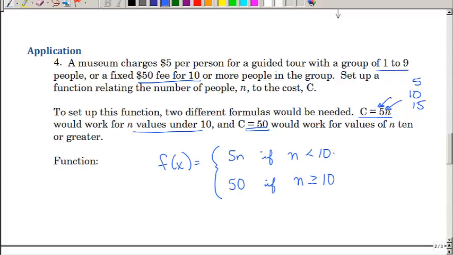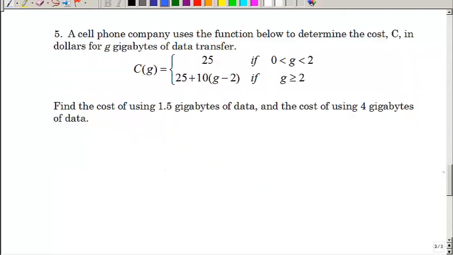Do you happen to have a piecewise function in your life? Probably on your cell phone, maybe even your data plan. Most data plans are now limited. You pay for up to so many gigabytes, but past that you pay a lot more. So here is a piecewise defined function that says the dollars for the gigabytes of data transferred. It says it costs you $25 if you use between 0 and 2 gigabytes, meaning if you don't even use any, you're going to pay $25 a month. But once you reach 2 gigabytes and go over, you pay that much.